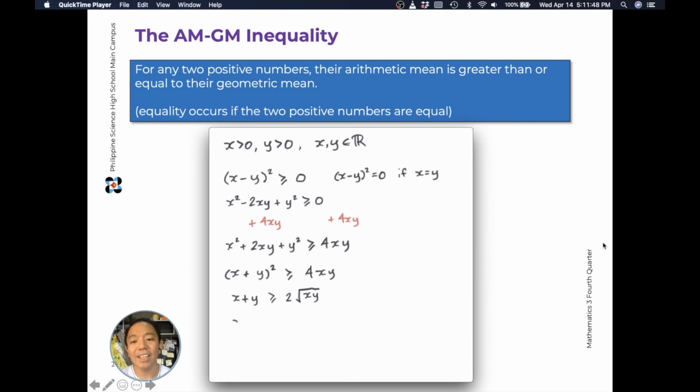What will we do? We divide both sides by 2 to get (x plus y) over 2 is greater than or equal to the square root of xy. Or, the arithmetic mean is greater than or equal to the geometric mean, where equality happens when x and y are both equal.